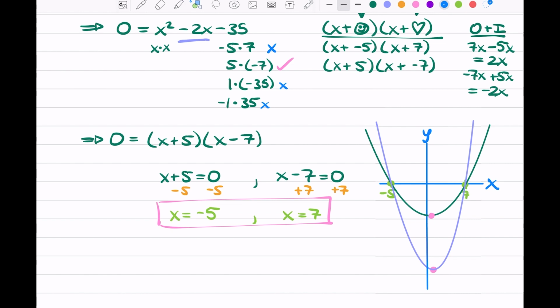And now that we've taken a look at the factoring method for finding the roots, we're going to take a look at a second method. Let's consider the general form of the quadratic equation. We have y equals ax squared plus bx plus c. As we've seen, the roots are where y equals 0, so we can replace y with 0, and we need to solve for x.